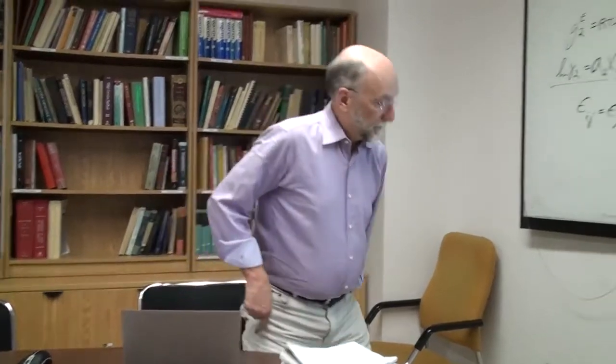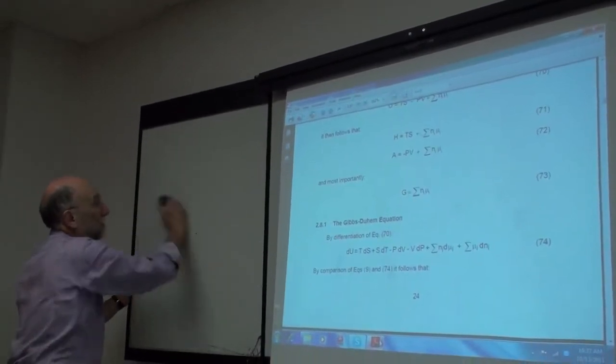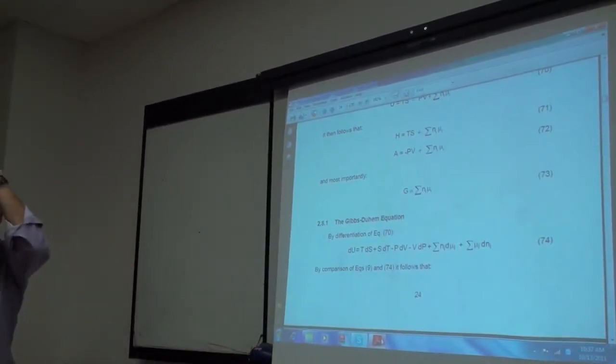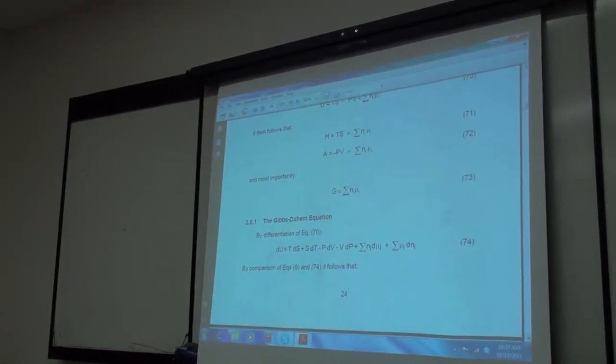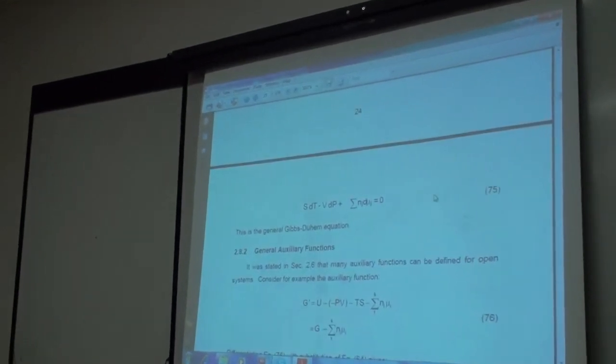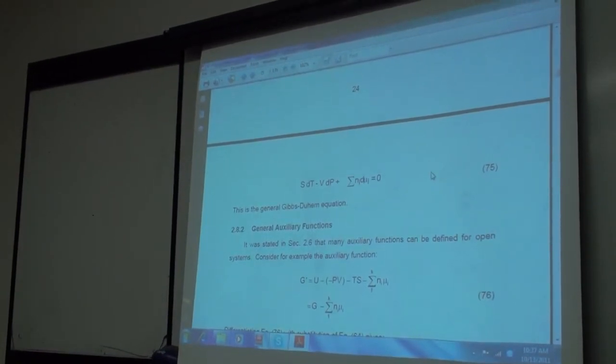Okay, the Gibbs-Duhem equation. There's your Gibbs-Duhem equation, page 24. You can follow this through, but I'm going to write it in a simpler form for you in a moment. You should read this through; it's pretty clear what's happening. You differentiate equation 70, you compare equation 9 with this equation, and you end up with the Gibbs-Duhem equation: SdT minus VdP plus sigma Ni d mu i equals 0 for any solution. This is a general thermodynamic relationship. No approximation is necessary.